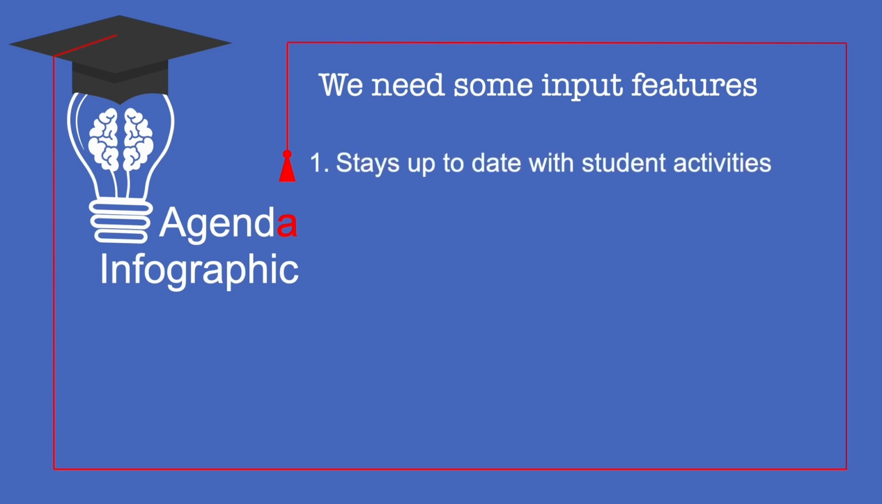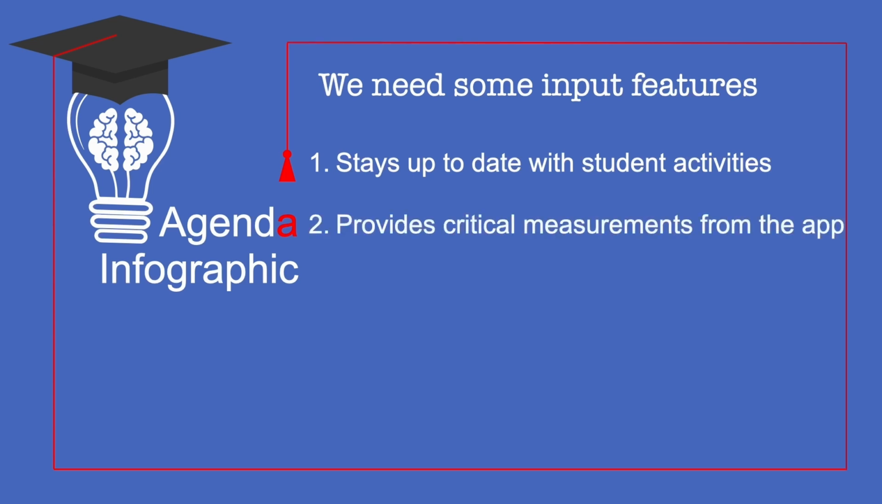Firstly, we need to ensure that input features are up to date with student activities. By updating input features regularly, such as grades, course enrollments, extracurricular activities, and other relevant data points, the analysis reflects the most current performance of students. With current input features, educators and administrators can identify students who may be struggling academically or are at risk of falling behind. The accuracy of each input feature needs to be considered.